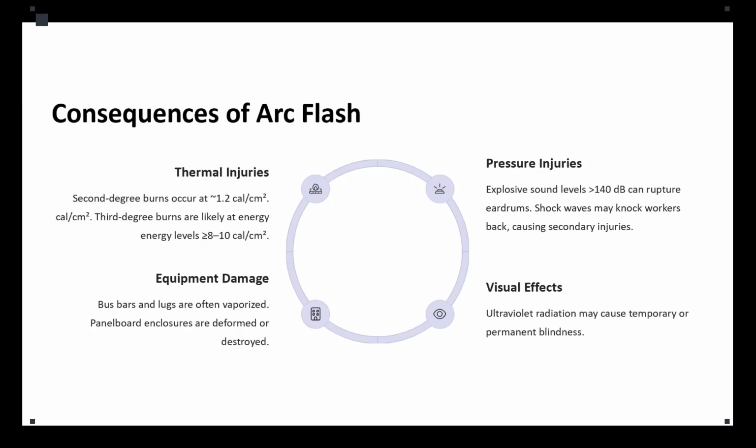Now, let me give you an idea of the scale. A stove top might emit 0.1 calorie per square centimeter per second. The minimum arc flash is 1.2 calories per square centimeter, almost 12 times a stove top.